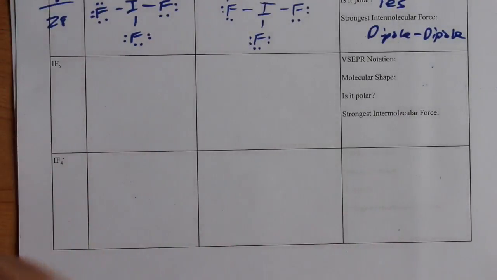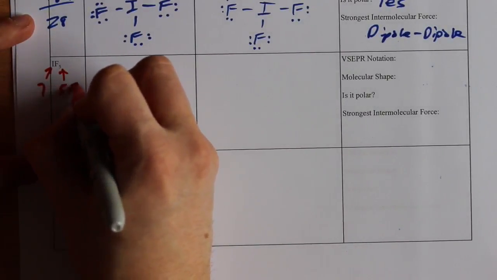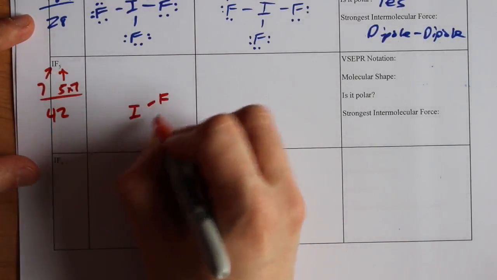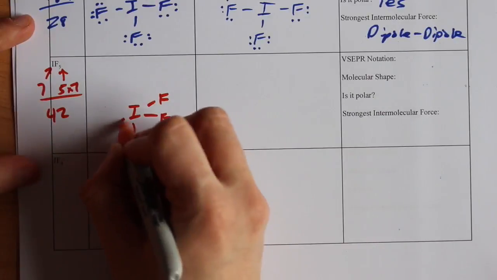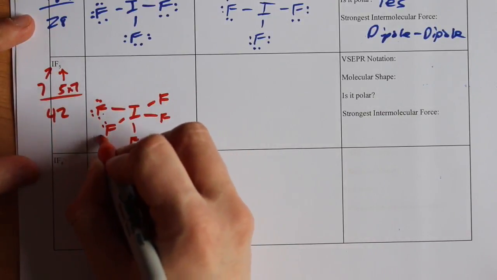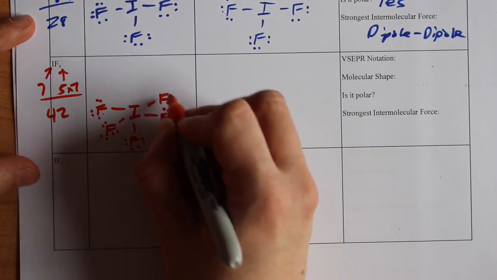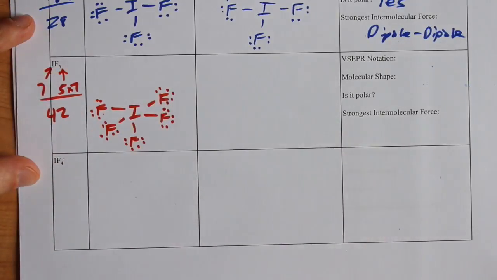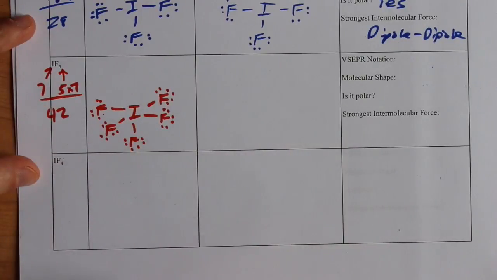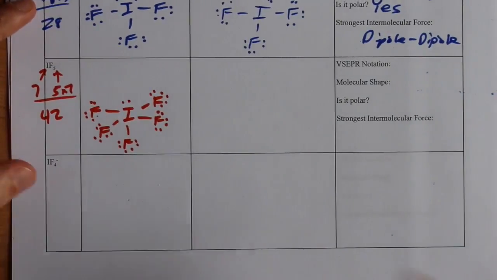I'm doing IF5. Pretty similar again. Iodine brings 7, each fluorine brings 7. That makes for 42 electrons. If I put my I down and surround it with fluorines, 5 of them, that's going to give me 40 electrons total. I can't believe I'm spending my time drawing all these lone pairs for you. That's 40 electrons. 8 plus 8 plus 8 plus 8 plus 8. And I need 42, so I have one lone pair shown here.